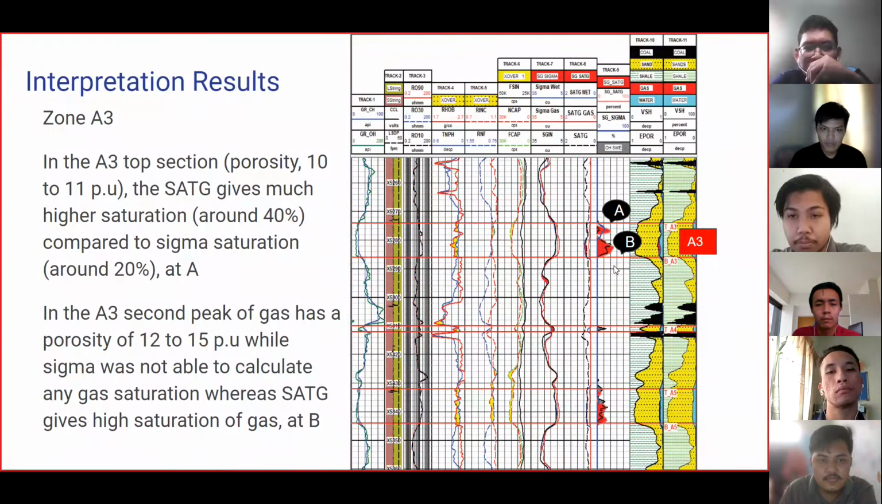So here at B, in the E3 section, the peak of gas has a porosity of 12 to 15 porosity unit. Here at B, we cannot see the sigma blue line, so it was not able to calculate any gas saturation. Whereas for the saturation of gas at B, we can see it at the red line here.